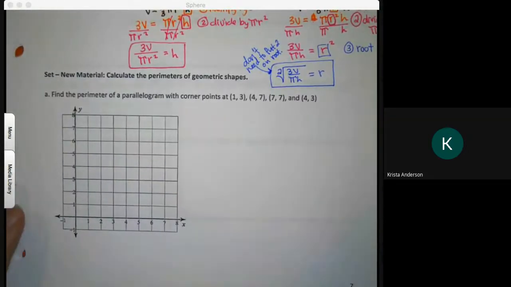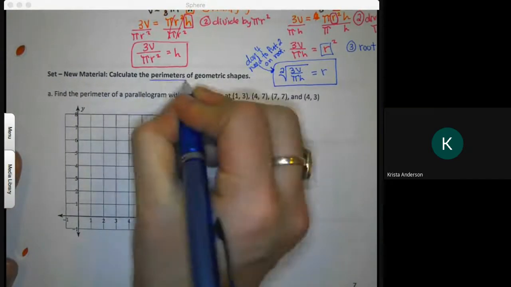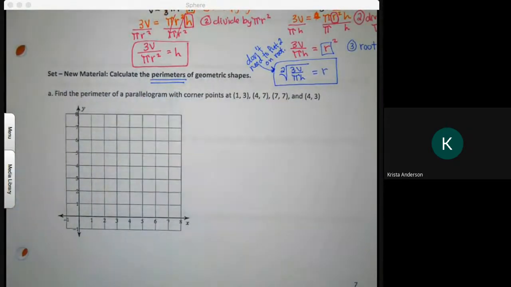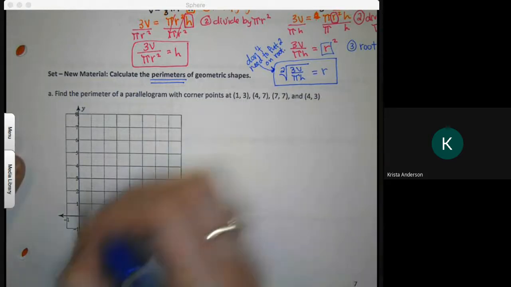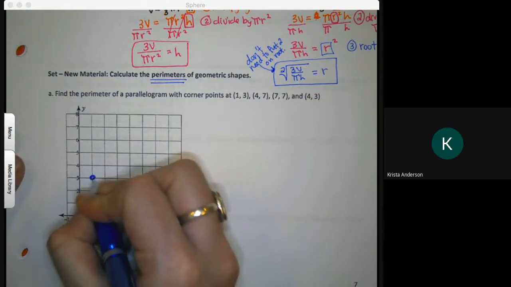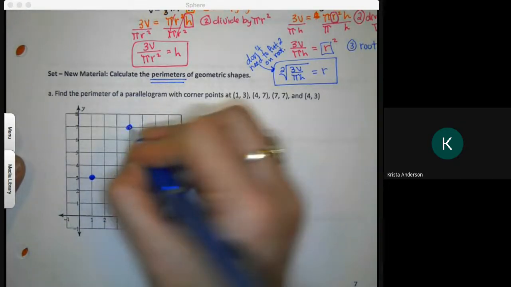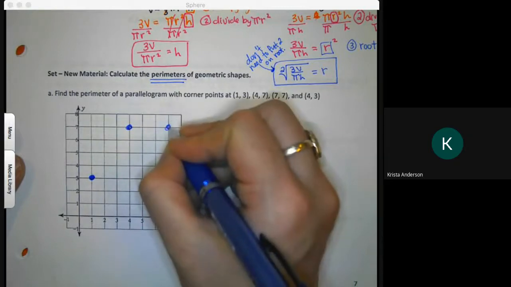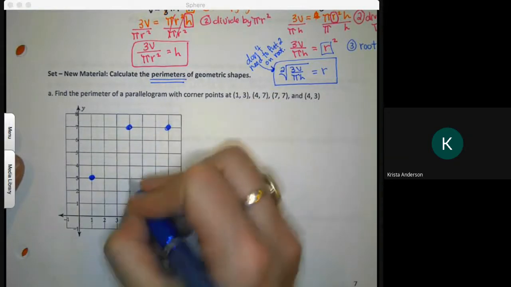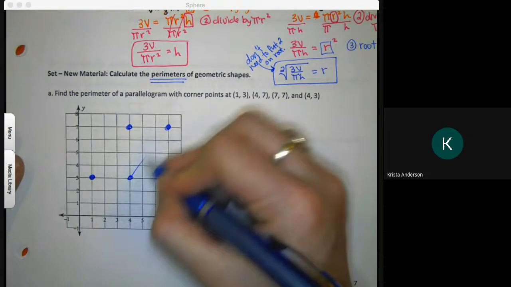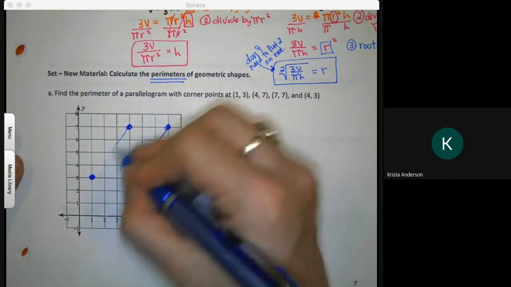For our next material, we are going over perimeter again. I'm going to use the graphing method. If you want to do it in your head or with a calculator, you may. I have the point 1, 3, 4 up 7, 7 up 7, and 4 up 3. This creates a parallelogram.